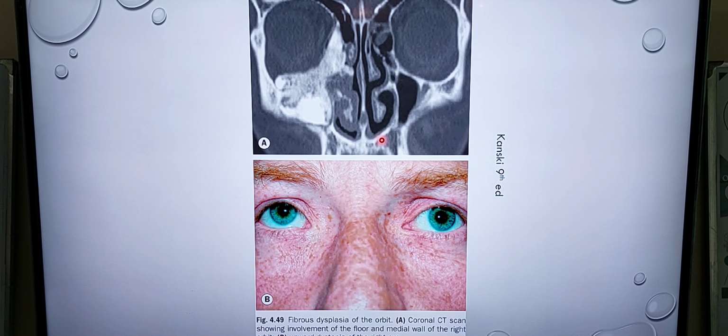This is a picture of fibrous dysplasia of the orbit. The coronal CT scan shows involvement of the floor and the medial orbital wall. Fibrosis causes mass effect and there is upward dystopia, as you can see in the picture here.